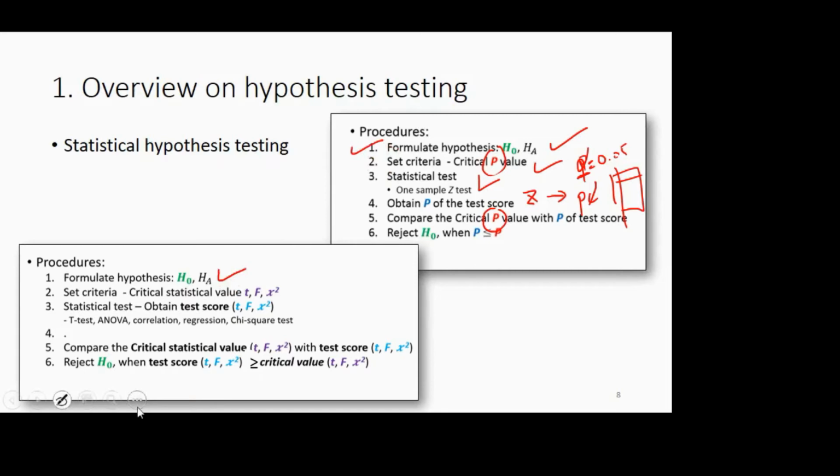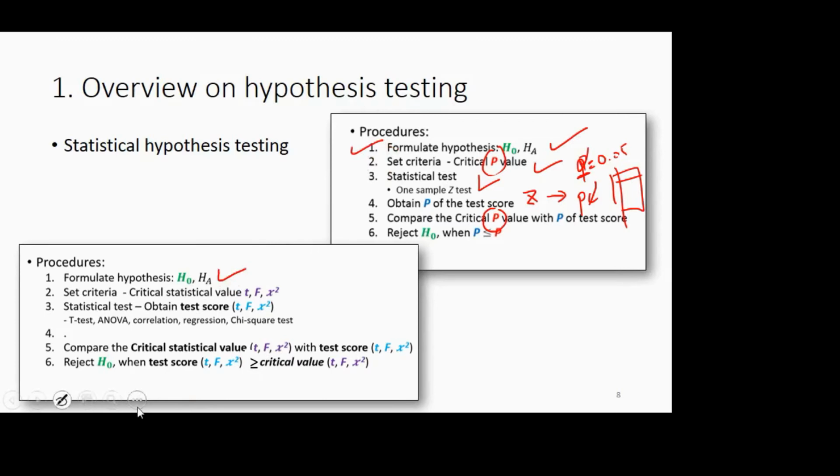Then you run the statistical test. After you run it, you get the Z score. Once you get the Z score, you need to find the P value of the Z score from the distribution table. Then you compare the critical P value, the alpha that you set, with the calculated P value. Then you make a decision whether to reject or not to reject the null hypothesis. You only use this when you deal with the Z test.